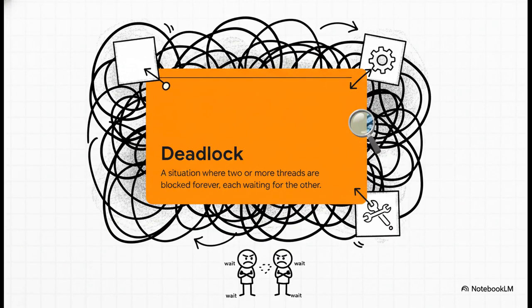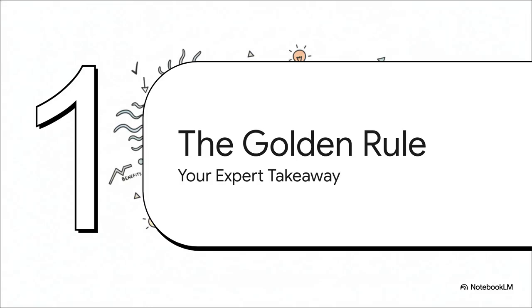The second monster you have to watch out for is a deadlock. This is like a digital traffic jam where nobody moves. Imagine thread A has locked a file that thread B needs to use. At the same time, thread B has locked a database record that thread A needs. Neither one is going to give up what it has, so they both just wait forever, and your application just freezes solid. So, with all this incredible power and all this incredible danger, what's the big takeaway here?